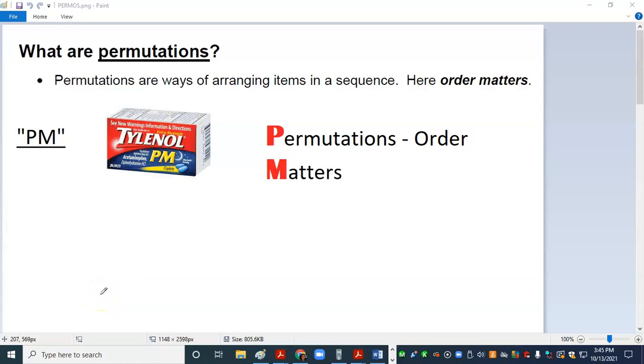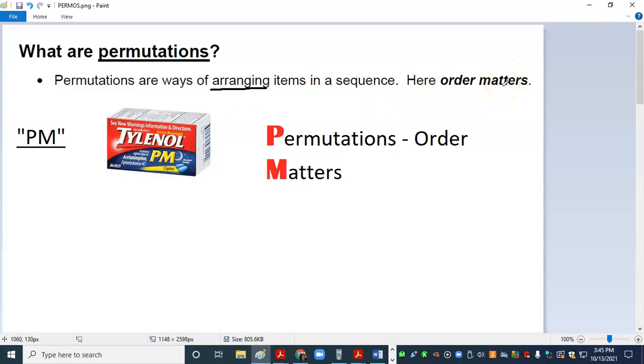Hey folks, a second little video in talking about combinations, and now we're going to talk about permutations. Permutation is kind of a fancy word, but again, it's another way of selecting items from a set. In this particular example, permutations are ways of arranging items in a sequence. So we're going to pick things from a set. We're going to select things, but here the order matters.